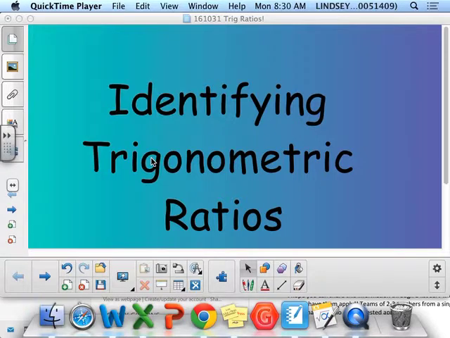Good morning. We are starting my absolute favorite unit right now, and this is called Trig. So I'm sure some of you have heard about Trig and you're like, oh no. But we are going to start slow and steady with Trig, and you are going to love it.